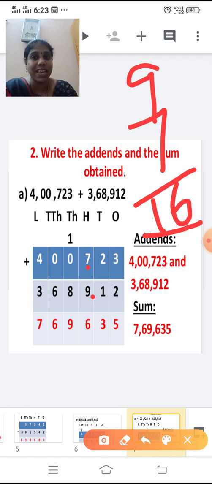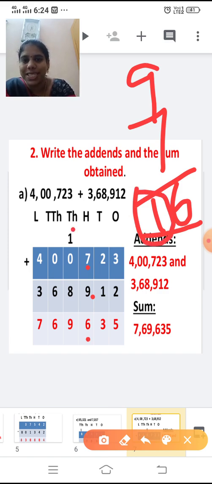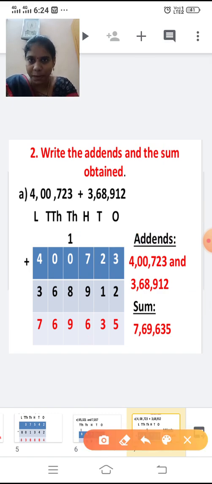After 9, I'm going to add 7 numbers. 10, 11, 12, 13, 14, 15, 16. So 6 I'm writing it here. This one I'm carrying over to the next place. Thousands place. Now shall we add the thousands place now?